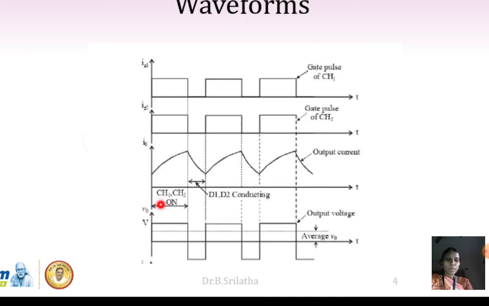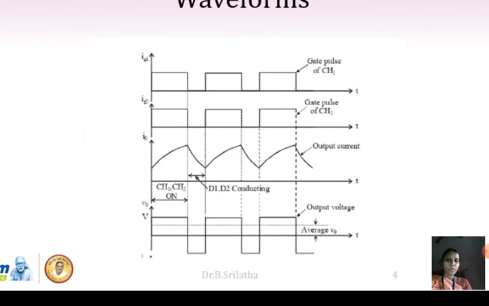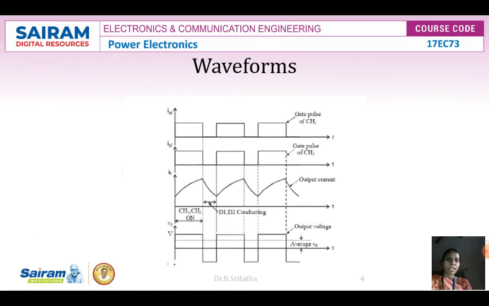In the output voltage waveform also, when both the choppers are on, the output voltage goes to the maximum. When both the choppers are off, D1 and D2 will be conducting because of that. So first it is 0, then it goes to the negative, and again the same thing is repeated.